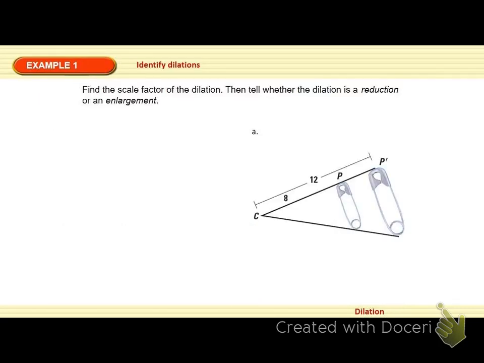So, for example, here, find the scale factor of the dilation, then tell whether the dilation is reduction or enlargement. Well, we have to see that we're taking the paper clip and we're enlarging it. We're blowing it up. Well, that's what we're seeing now, right? How do I know that? Because the larger paper clip is the one that's labeled as the P prime. So that's the after. That's the image. And so that means P is the pre-image, so the smaller paper clip is the pre-image. So we start with the smaller one and get to a bigger one. So we're definitely enlarging.